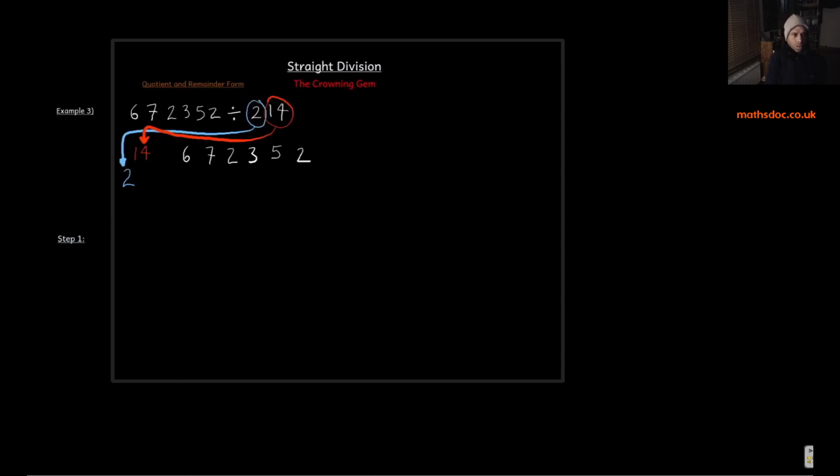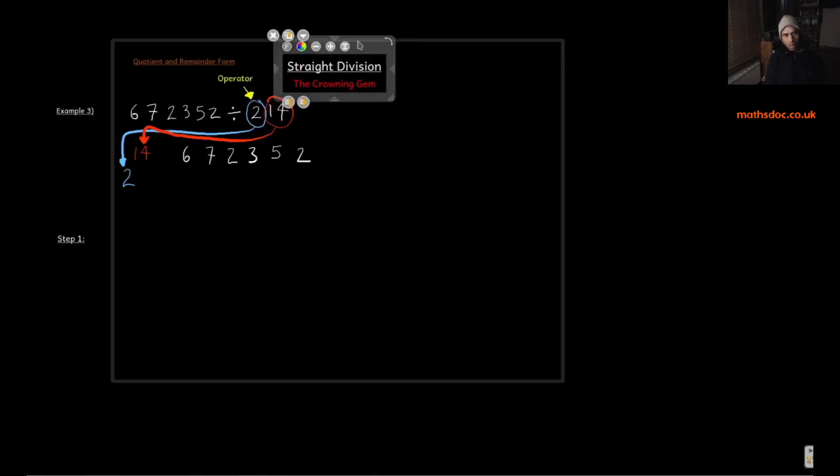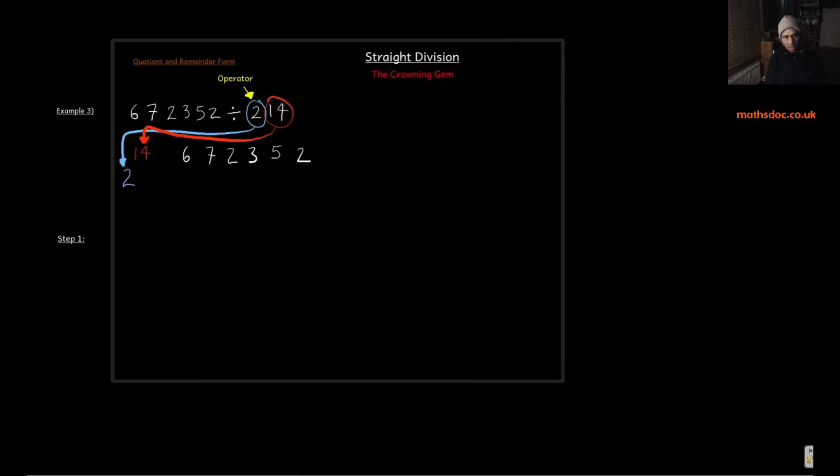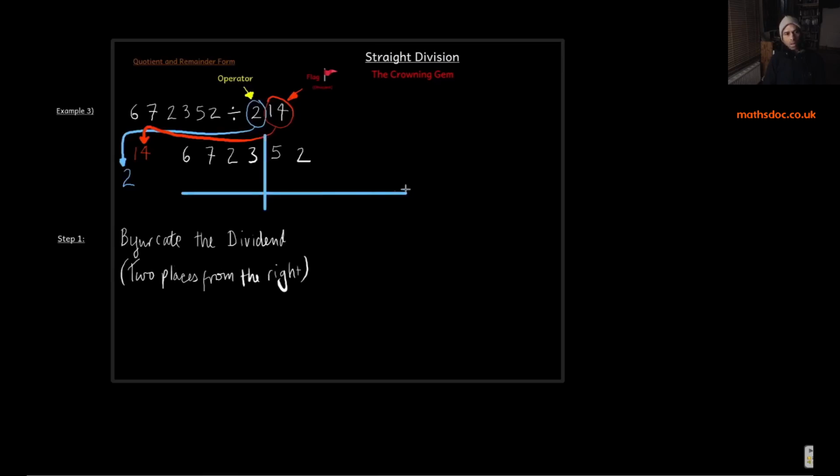So we need to bifurcate the dividend now. We're going to split it 2 places from the right because there are 2 digits in the flag. I'm telling you that now so you can anticipate that we're going to divide between the 3 and the 5. You'll see in a moment. So bifurcate the dividend 2 places from the right. Let's do that now.